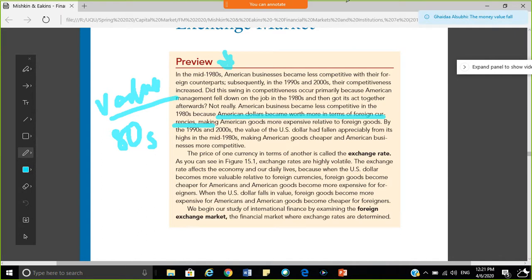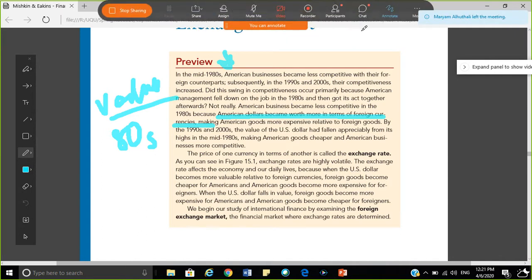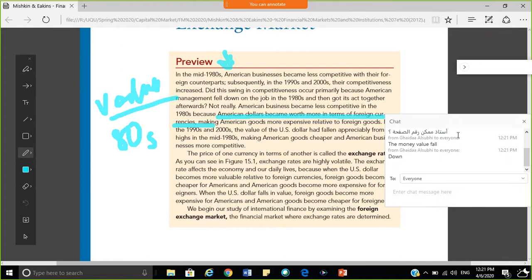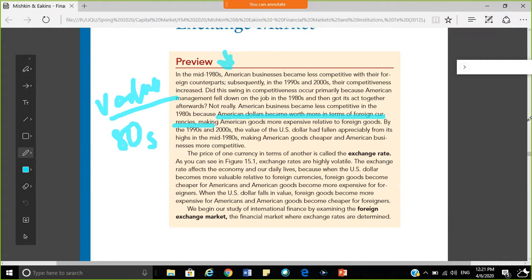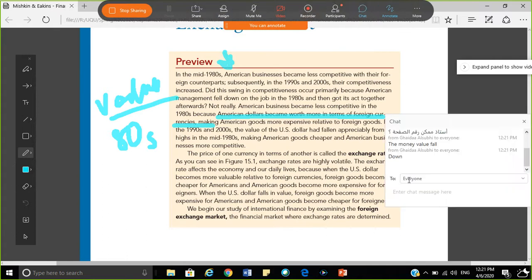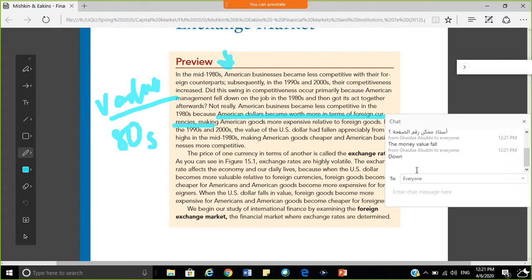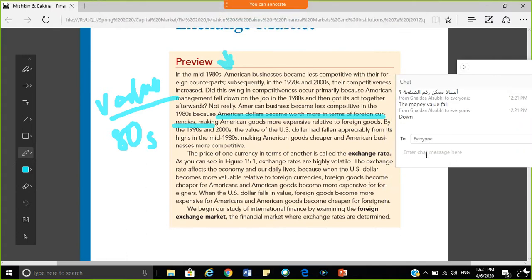What did you say? There was one request by a student about page number 344. Right? So we have an answer from Ghaida. The money value falls. Yes, 344. Yes.